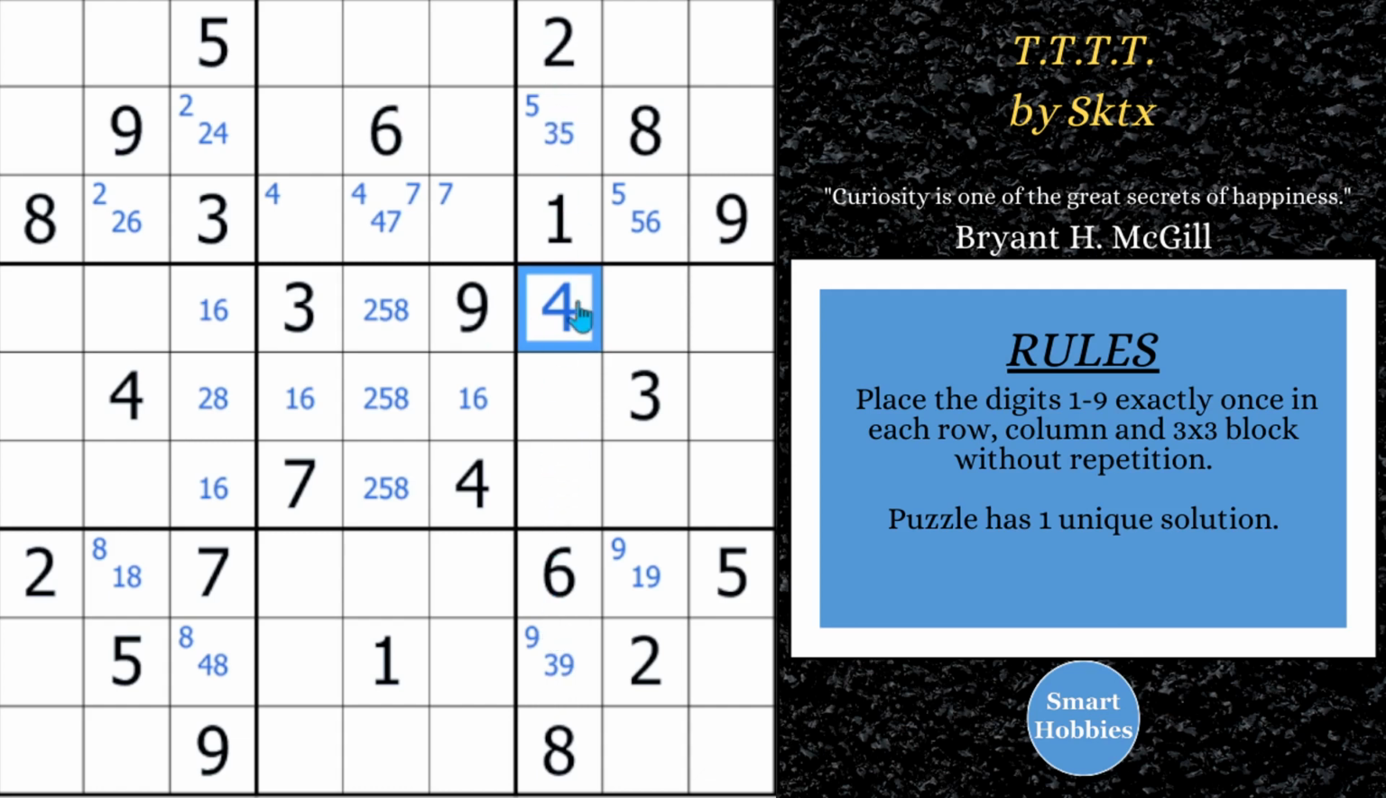Cool. Now, where can we solve for a 7 in this cell? Can't be there or there. Can't be here, obviously, and it can't be here because of this 7. So we can actually solve this for a 7. All right, we are solving cells.